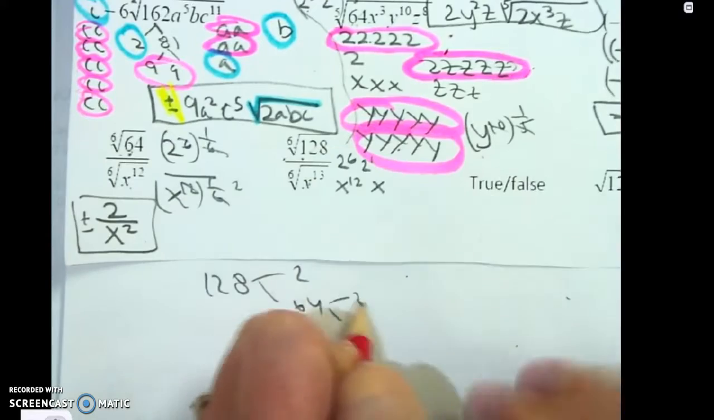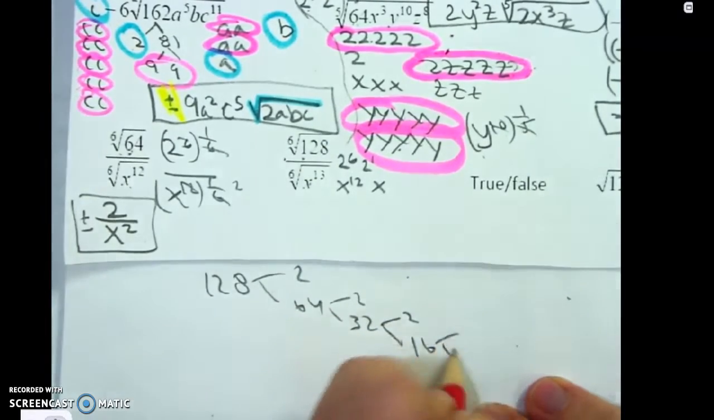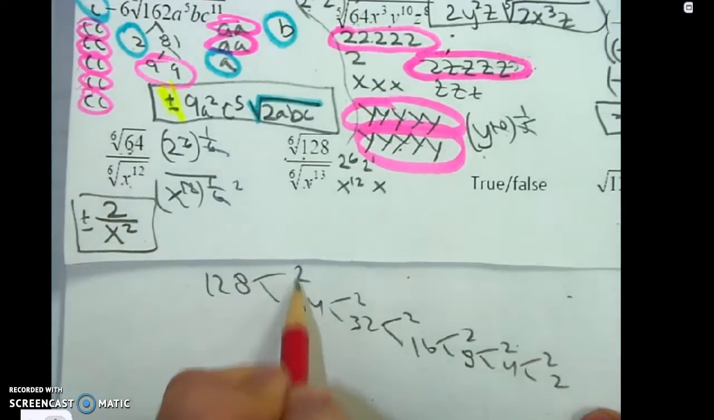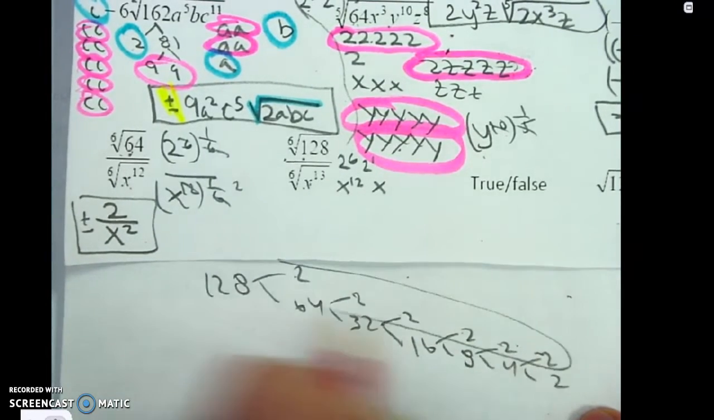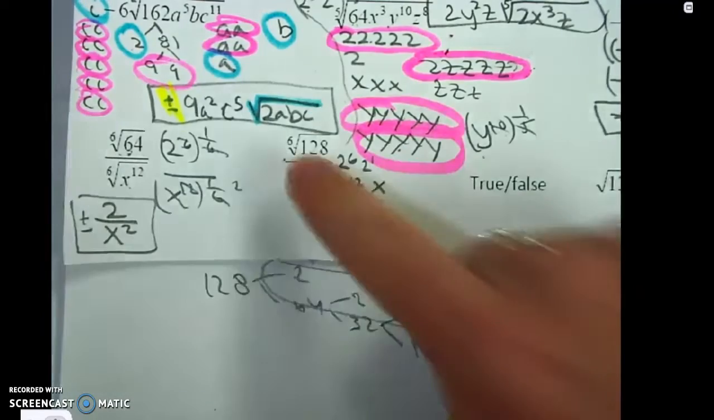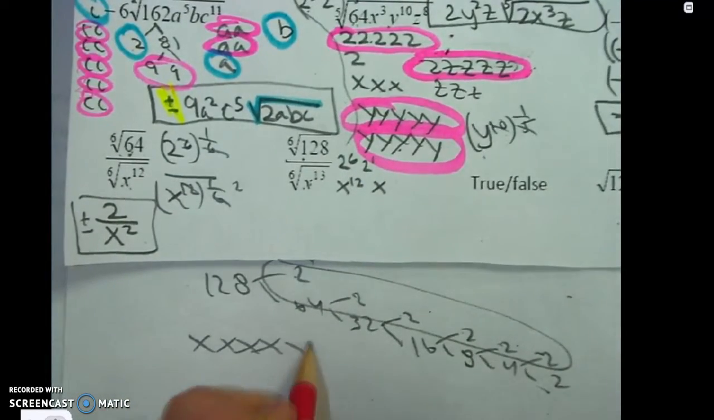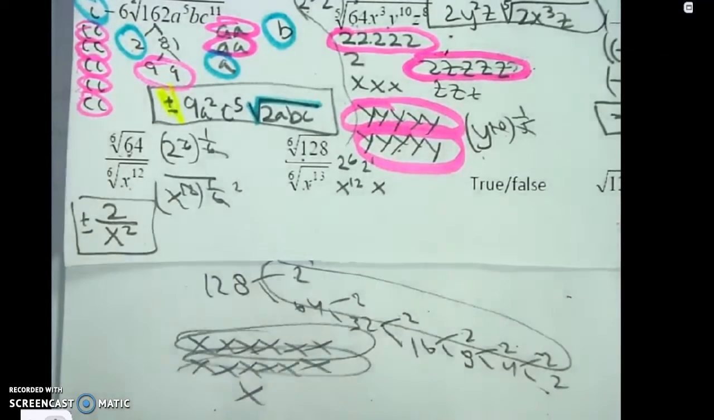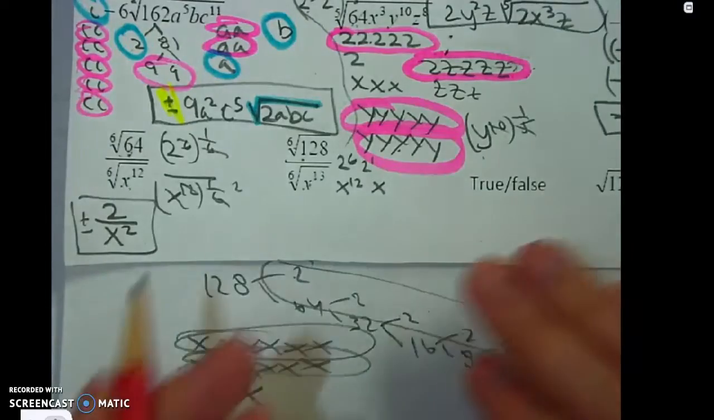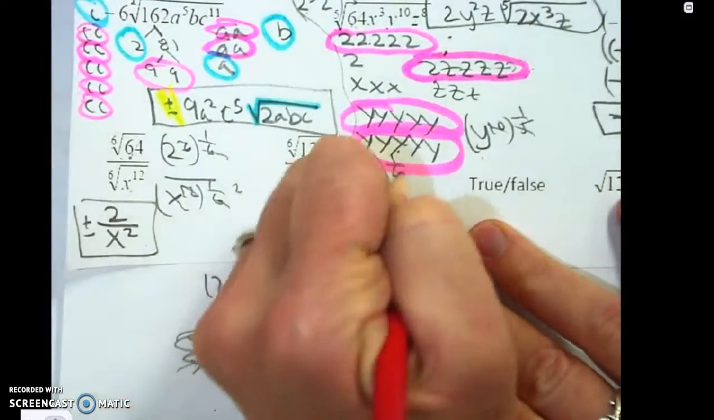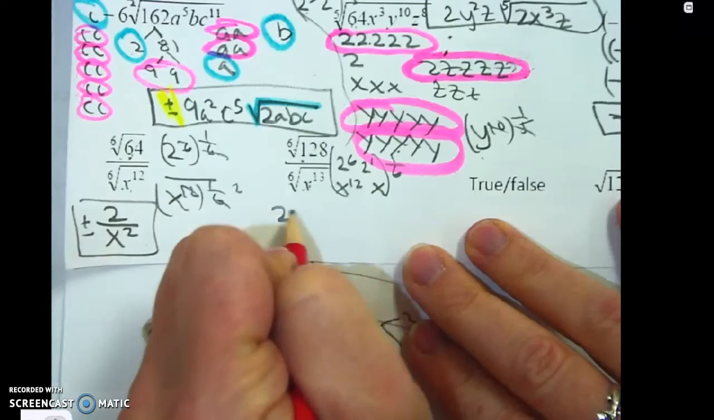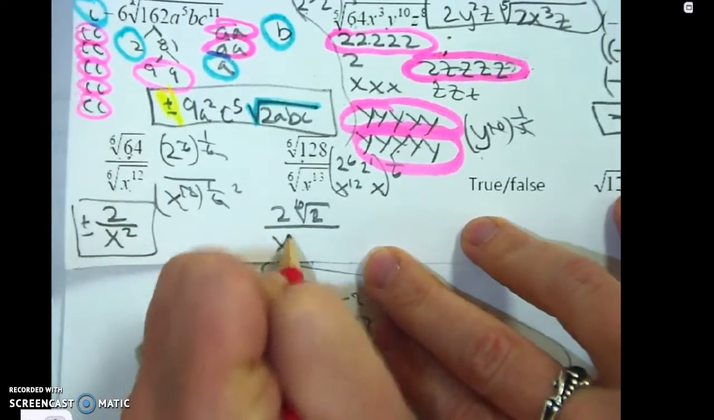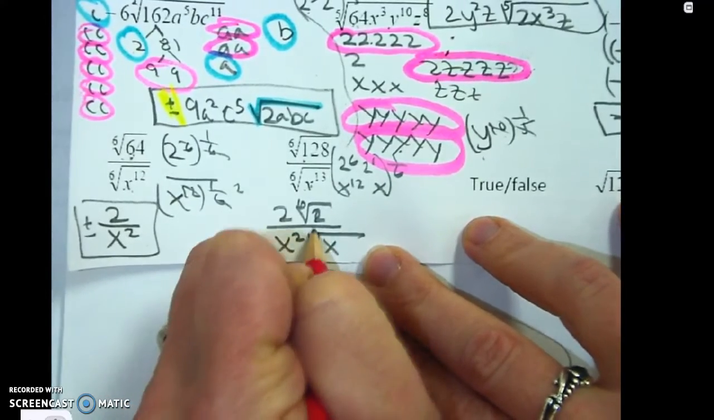2, 64, 2, 32, 2, 16, 2, 8, 2, 4, 2, 2, 1, 2, 3, 4, 5, 6. There's my pile of 6, and there's the one left over. With the 13, 1, 2, 3, 4, 5, 6, 7, 8, 9, 10, 11, 12, 13. There's my 2 piles, just like that shows up there. Just make sure you're showing your work to the 1/6. So that's really 2, 6th root of 2 over x squared, 6th root of x.